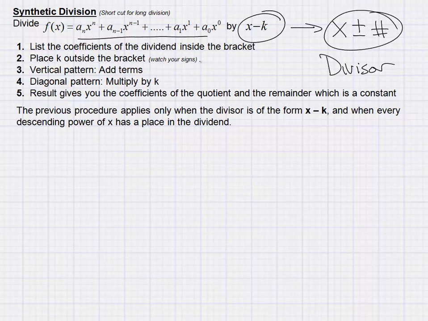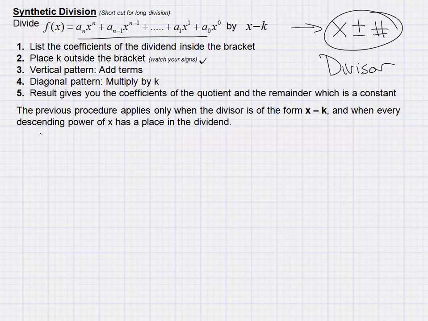Now there's something you're going to have to watch out for. You're going to have to watch out for your signs, because we're going to place k outside the division bracket. If you look, k is what's being subtracted. Just k is going to go outside, not this minus k, but k itself. So you've got to think about what's being subtracted here in this x minus k. Then there's going to be a pattern to it. We're going to create this pattern of vertical terms and diagonal terms. Diagonal terms are created by multiplication, vertical terms are created by addition, and then our results are our quotient's coefficients. So this is the way it's going to look.